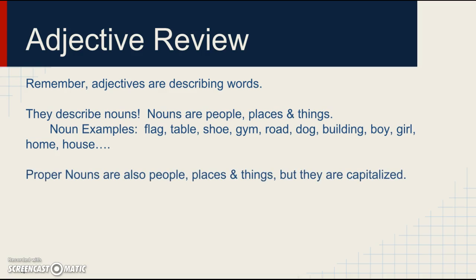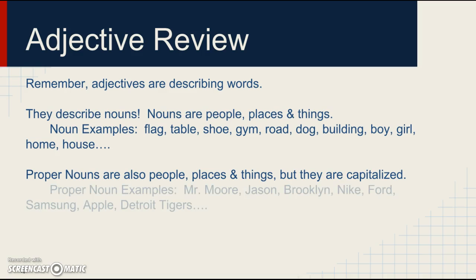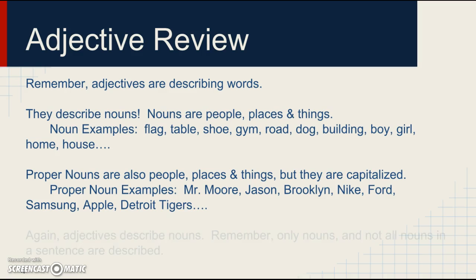Proper nouns are also people, places, and things. They're just capitalized. For example, proper nouns are like Mr. Moore, Jason, Brooklyn, Nike, Ford, Samsung, Apple, Detroit Tigers. Anything that's a person, place, or a thing that needs to be capitalized all the time. All you guys are proper nouns. All your names are supposed to be capitalized.